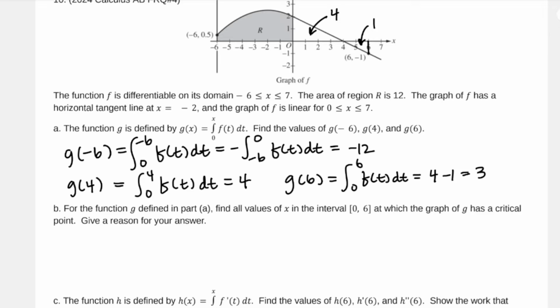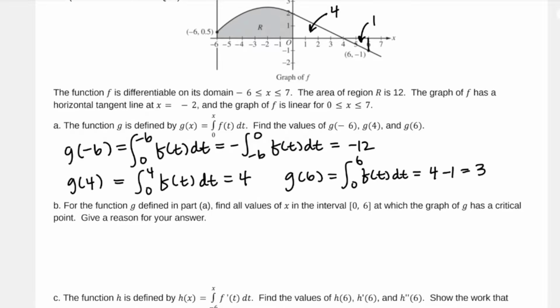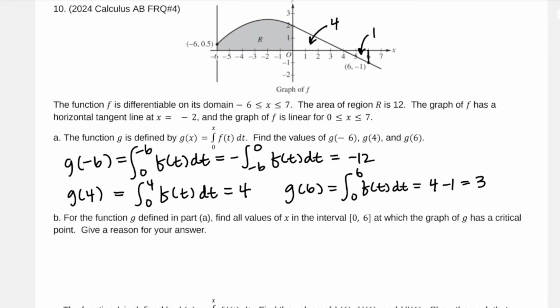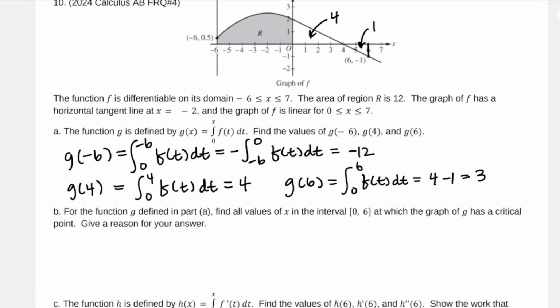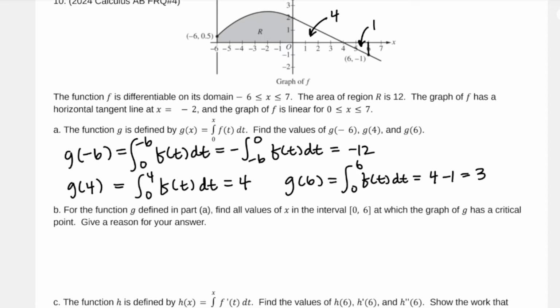Find all values of x between 0 and 6 at which the graph of g has a critical point. Why wouldn't they give you the option to say -2? That's surprising. If this was my question, I definitely would have allowed for people to prove their lack of knowledge, just at the same time as they proved their knowledge. Okay, but either way, we're only looking 0 to 6. It doesn't really matter. There's only one place where g prime, which is f, is equal to 0.